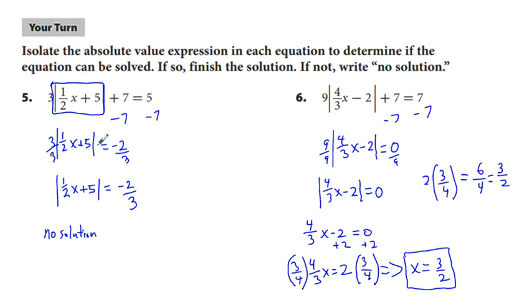Okay, so that's going to be it. I hope this has been helpful to you. Again, to summarize, we have the possibility of 2 solutions, no solutions, or 1 solution.